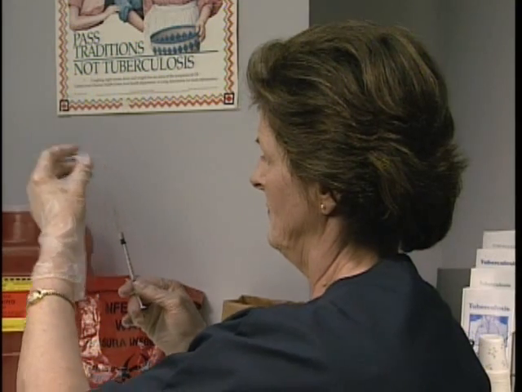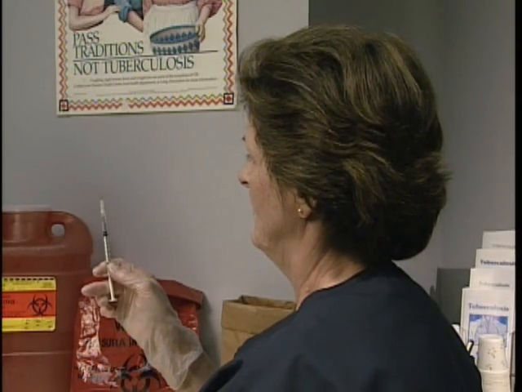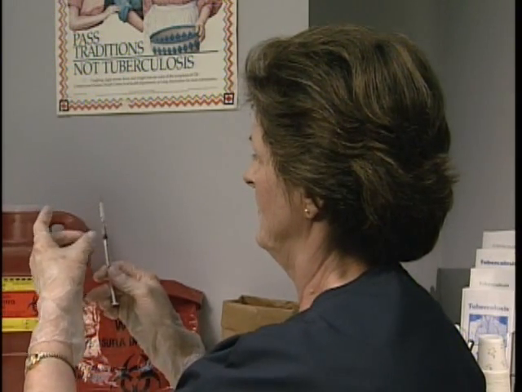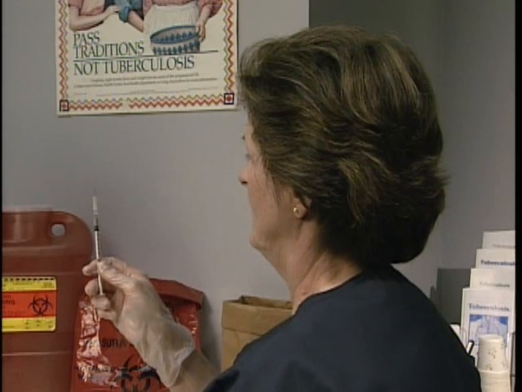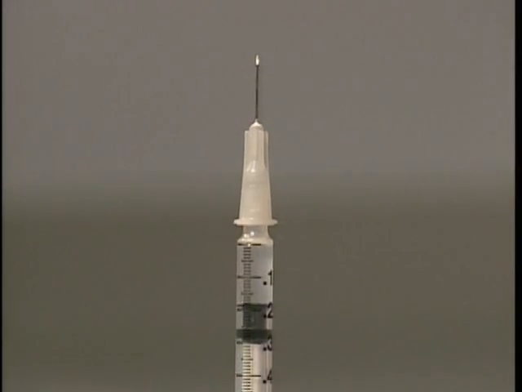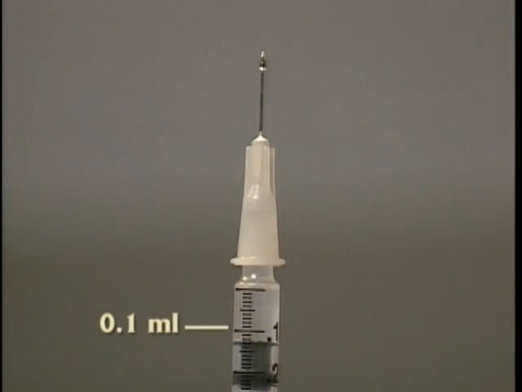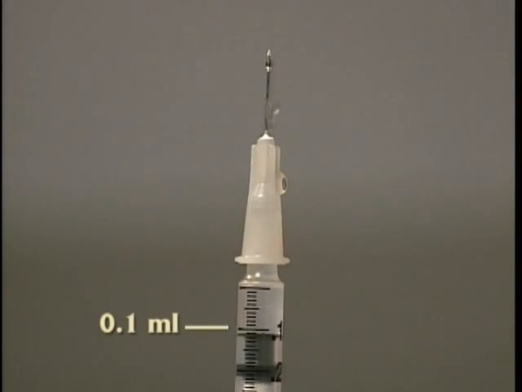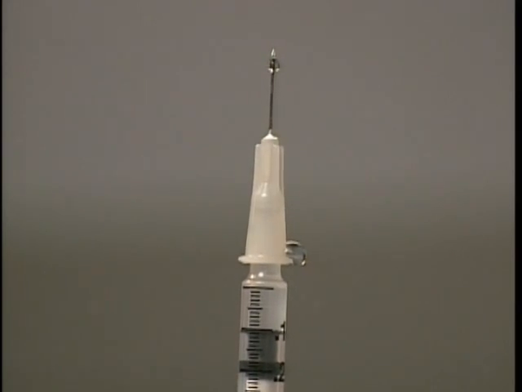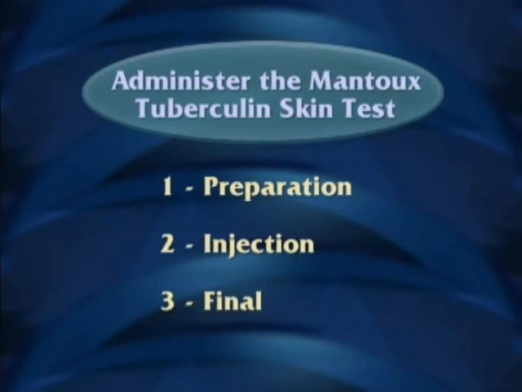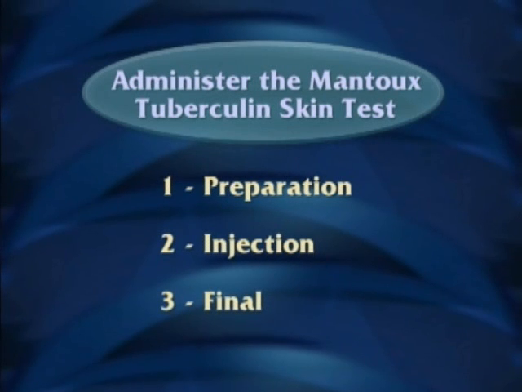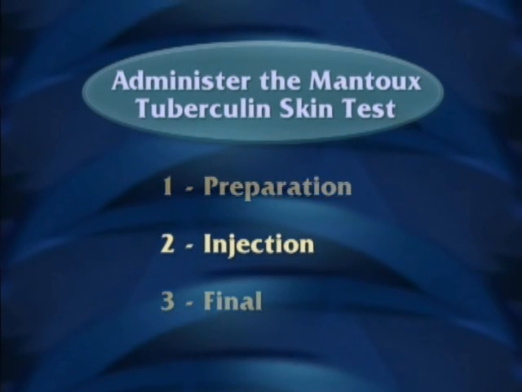Remove the needle from the vial. Hold the syringe in an upright position, then draw back slightly on the plunger. Tap the syringe lightly to break up air bubbles, then push forward. Expel all air and excess fluid from the syringe and needle, leaving exactly 1/10 of a milliliter of tuberculin solution in the syringe. The second step in administering the Mantoux tuberculin skin test is injection.